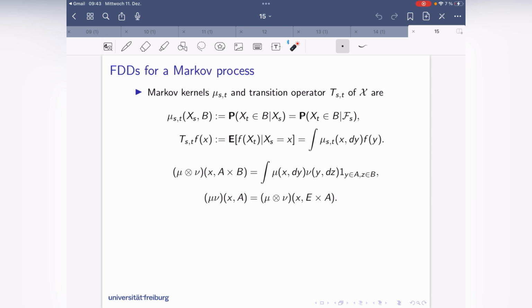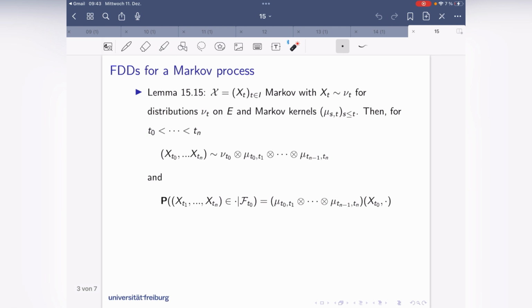And using these, we can define the finite dimensional distributions of a Markov process X. So let's assume the distribution of X_t, so the one-dimensional distribution, is given by ν_t. And I'm having the Markov kernels μ_st.